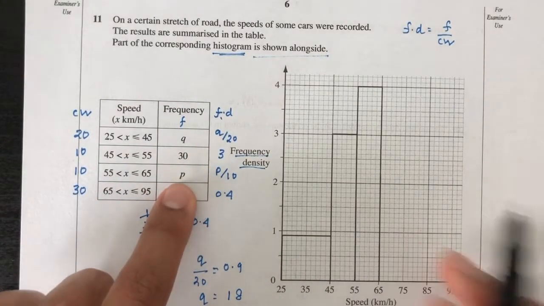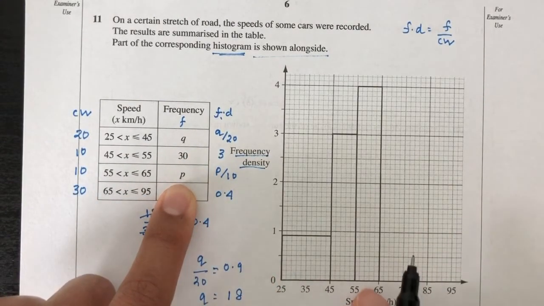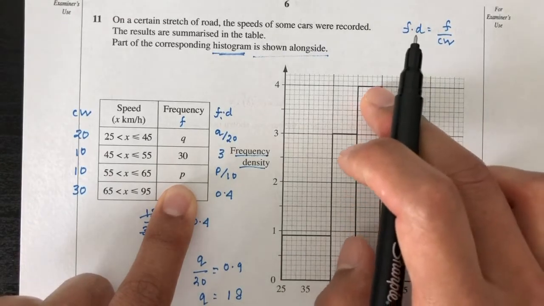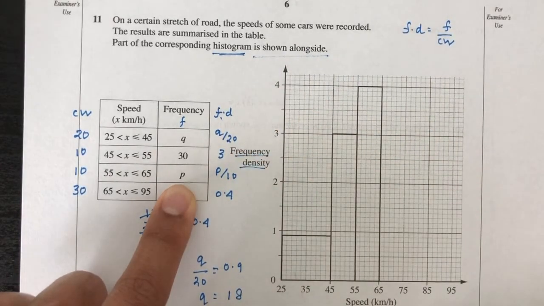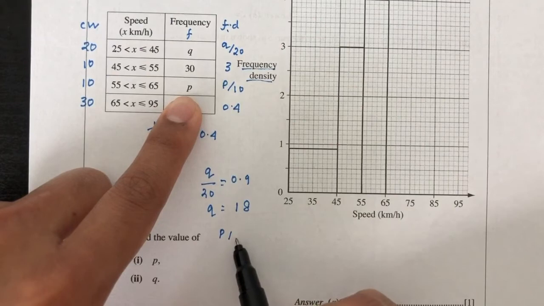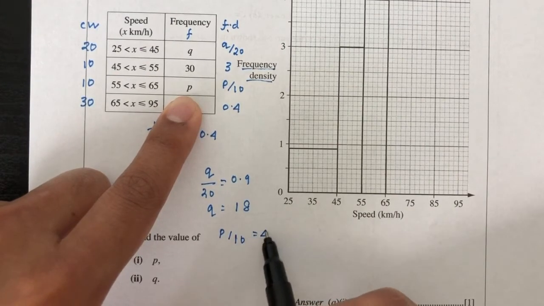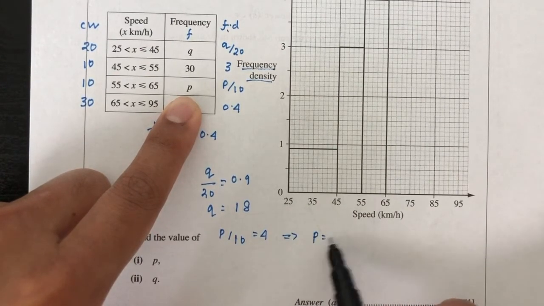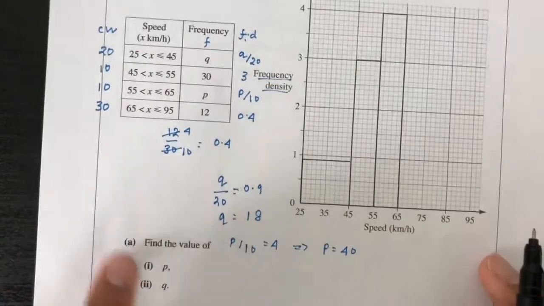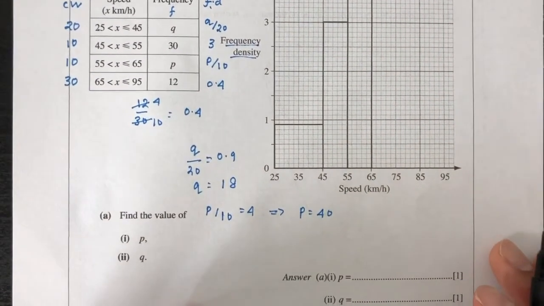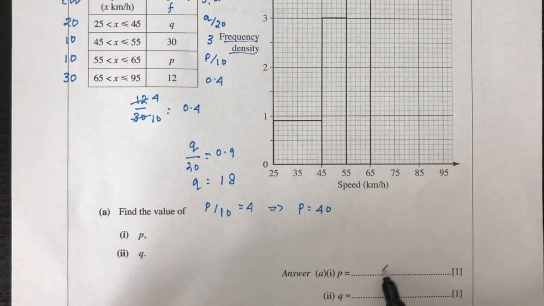And for the value of P, it will be our third group. It is this one. The FD is equal to 4. So it means that P over 10 is equal to 4. So P is equal to 40. So these are the answers for P and Q, 40 and 18.